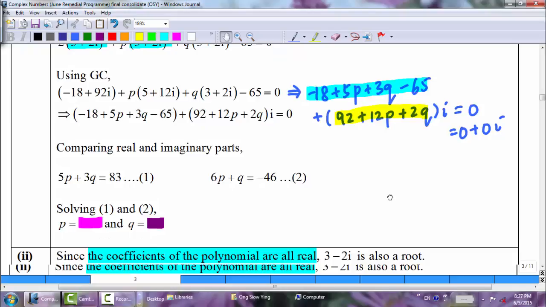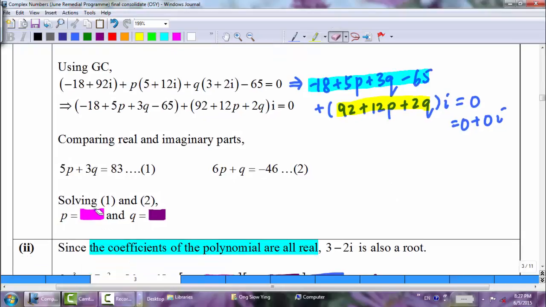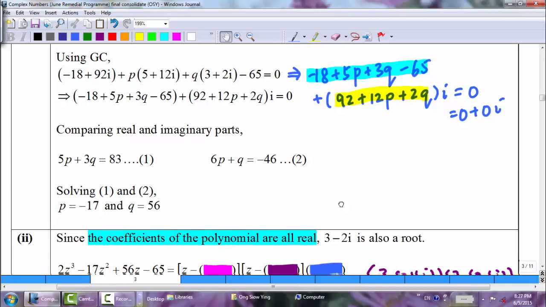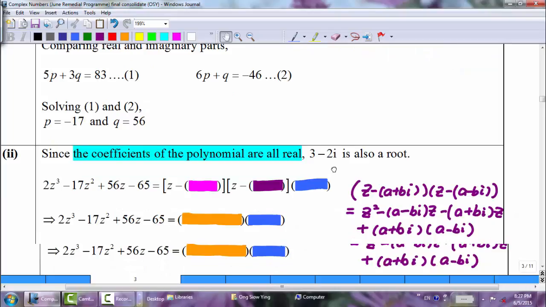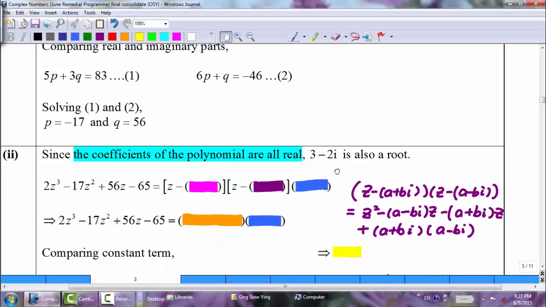But that's not the end of the story. Okay, that gives you the value of P and the value of Q. But that's not the end of the story, because you are supposed to carry on for part 2, where you are not supposed to use GC to solve for all the other roots of the equation. So what should you do?